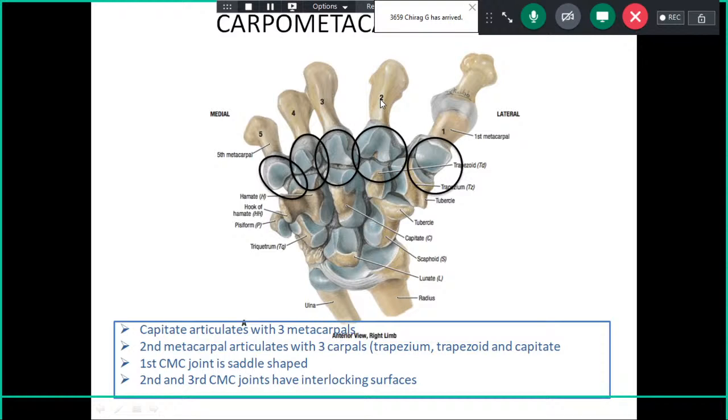The second metacarpal will articulate with three carpal bones. It articulates with the trapezium here, it is articulating with the trapezoid, and it is also articulating with the capitate. Appreciate the first carpometacarpal joint, it's a saddle shaped joint, and the second and the third carpometacarpal joints have interlocking surfaces, they interlock with each other.